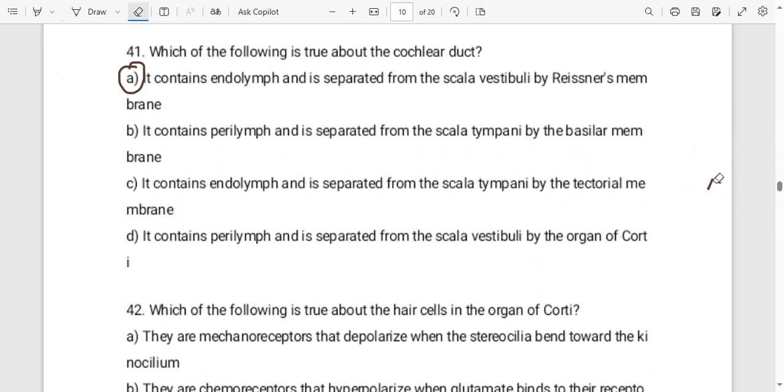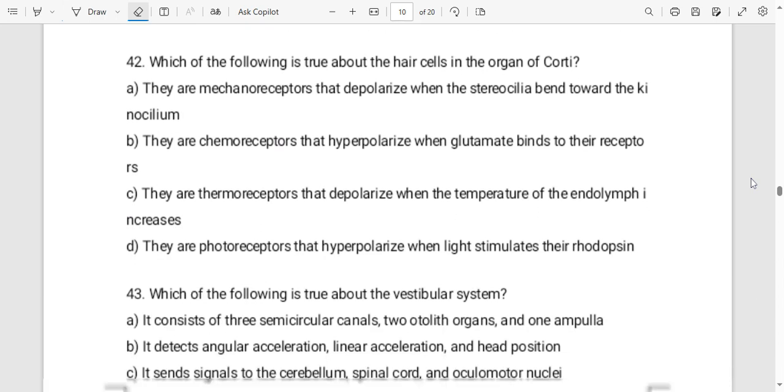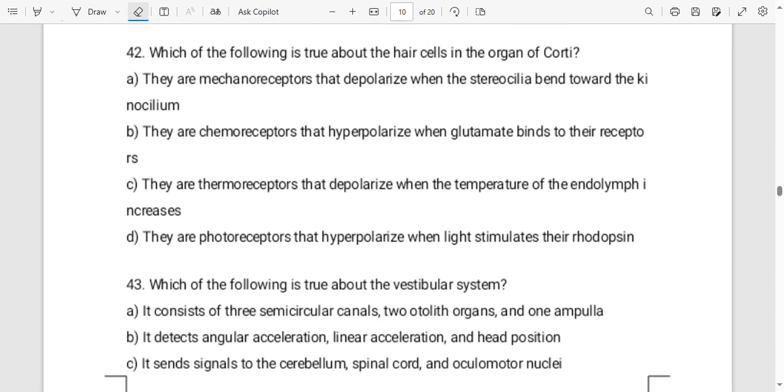Question 42: Which of the following is true about the hair cells in the organ of Corti? Now, let me just draw them and then we answer this question. You can see these are like this.